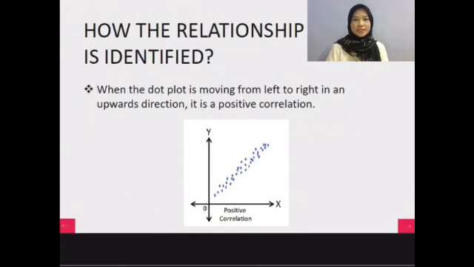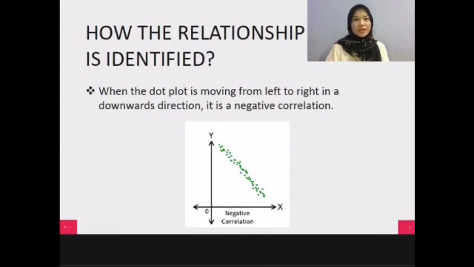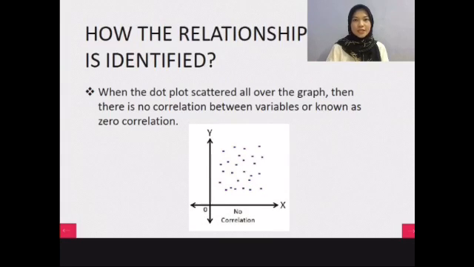The first one is when the dot plot is moving from left to right in an upward direction, it is a positive correlation. Second, when the dot plot is moving from left to right in a downward direction, it is a negative correlation. Lastly, when the dot plots are scattered all over the graph, then there is no correlation between variables, also known as zero correlation.